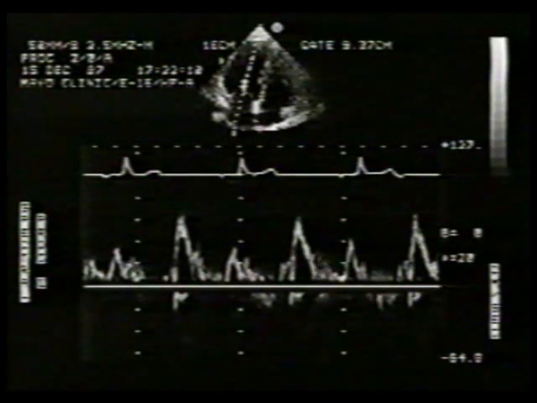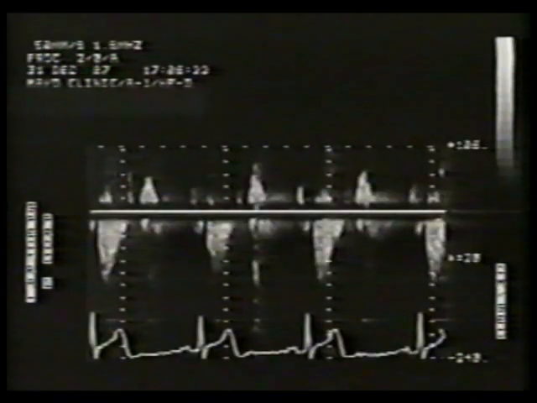Normal deceleration time is between 160 and 230 milliseconds. Normal isovolumic relaxation time is less than 90 milliseconds.